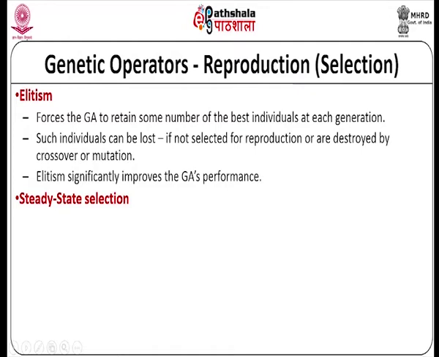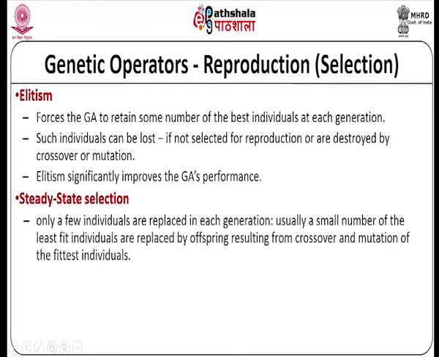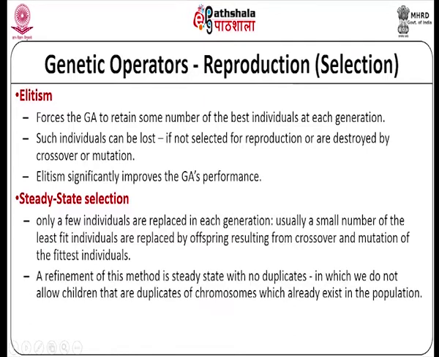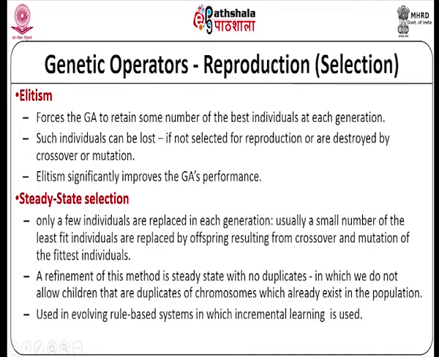Then there is steady state selection, which is another method. Here, only a few individuals are replaced in each generation, usually a small number of the individuals, and this is better because there will be some individuals that will always be selected and the fitness will be better. A refinement of this method is steady state with no duplicates, in which we do not allow children that are duplicates to be considered for the selection process. This is the method that is used in evolving rule based systems.